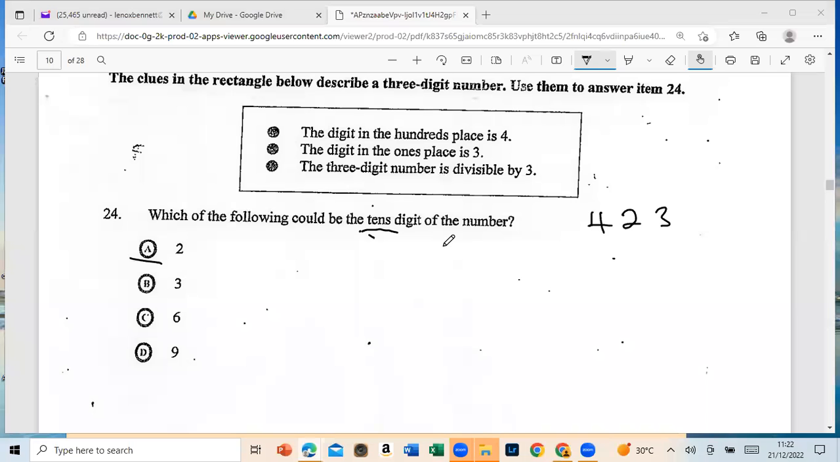All right, so 4, 2, 4, 2, 3. So guys, I'm going to show you how, say it's divisible by 3. Divisible means it can go into the number without leaving a remainder.